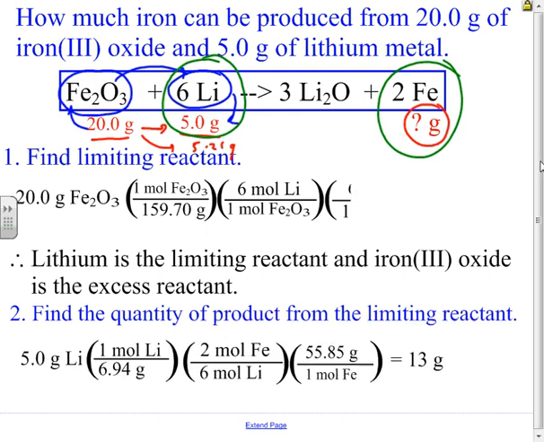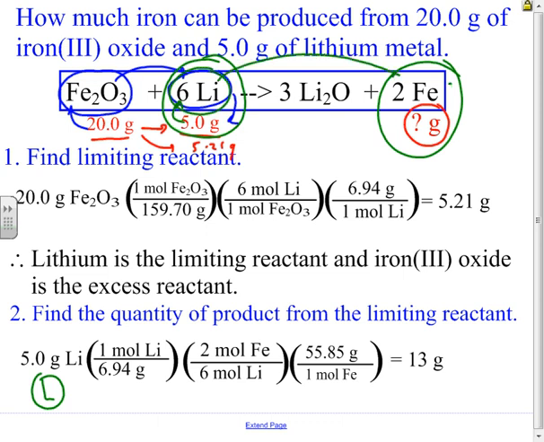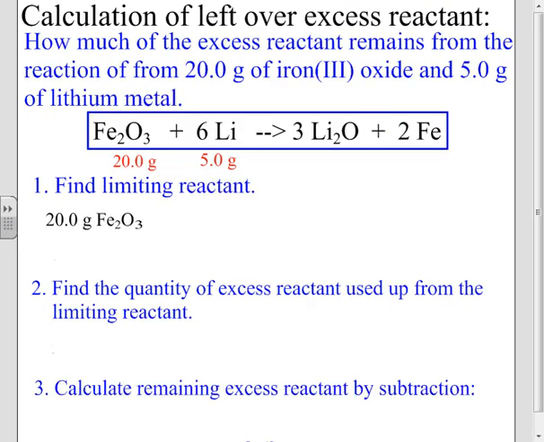And so in a stoichiometric calculation, I start with my limiting reactant, and I'm going to go from grams to moles to moles to grams. And so for 5 grams of my limiting reactant, it will produce 13 grams of iron. So again, it's always the limiting reactant that determines how much of the product is going to be produced. The limiting reactant also determines how much of the excess is going to get used, and therefore how much is going to be left over.